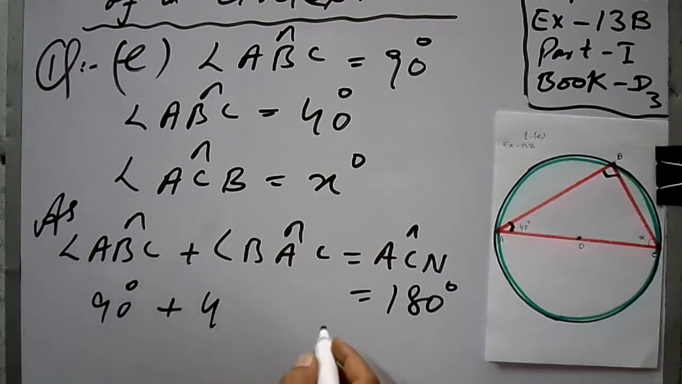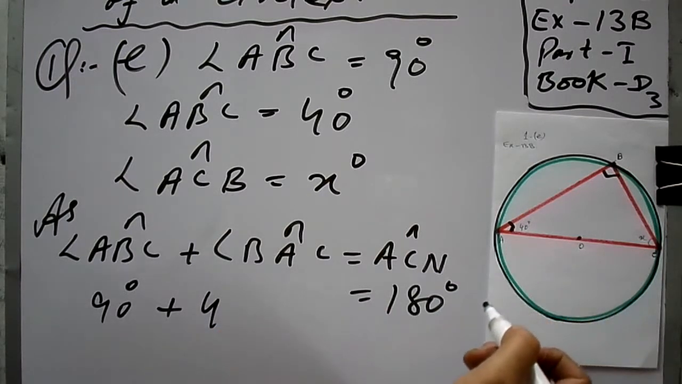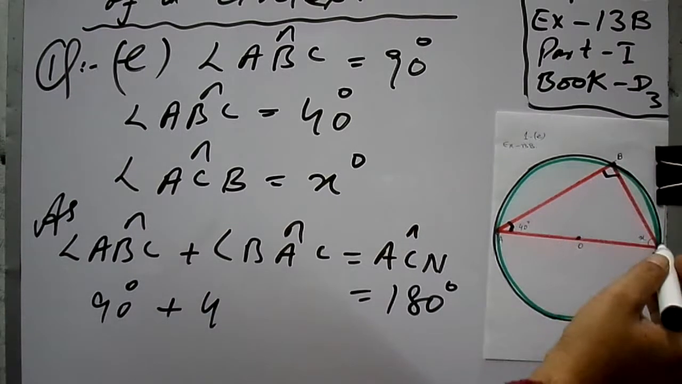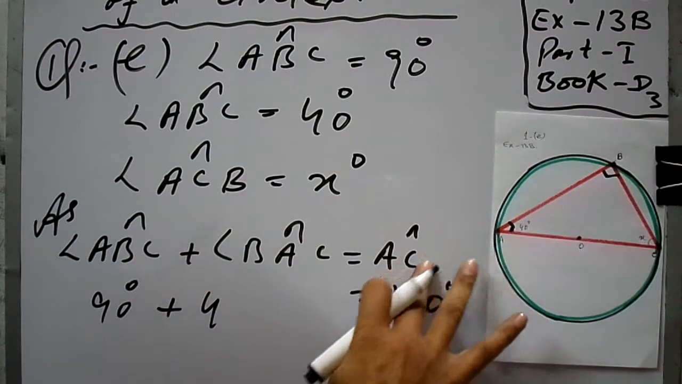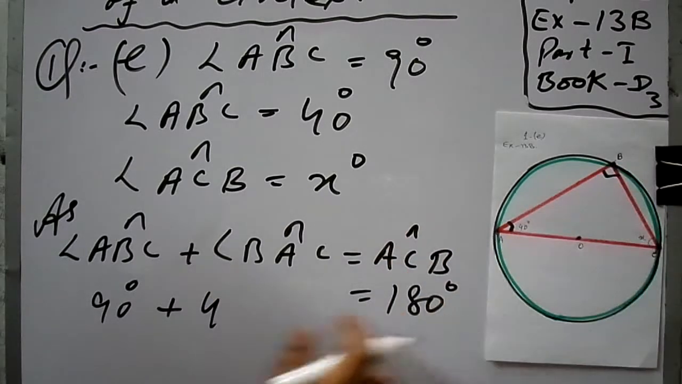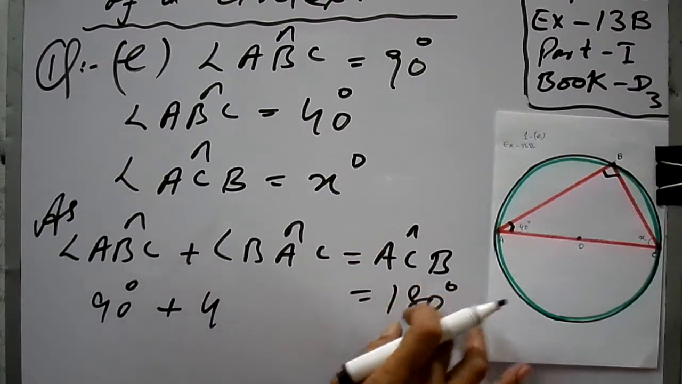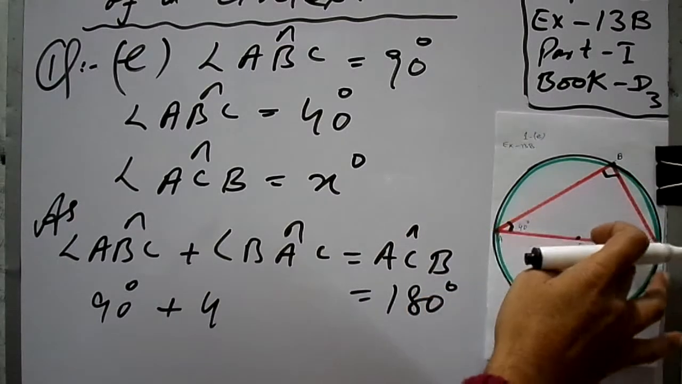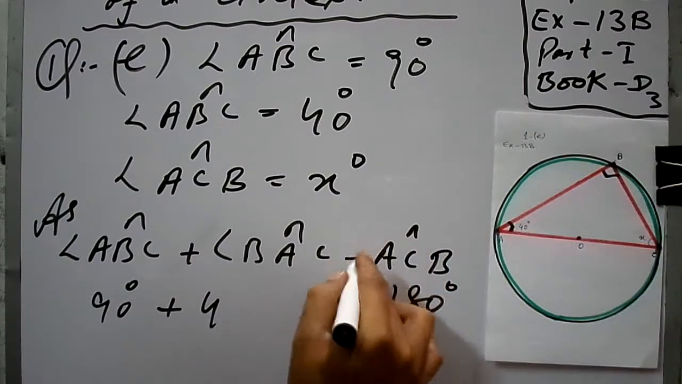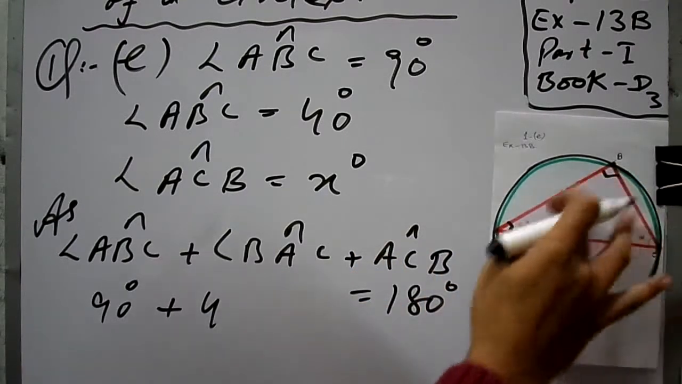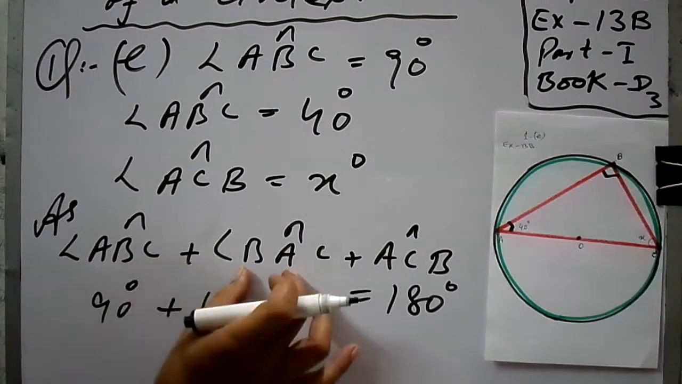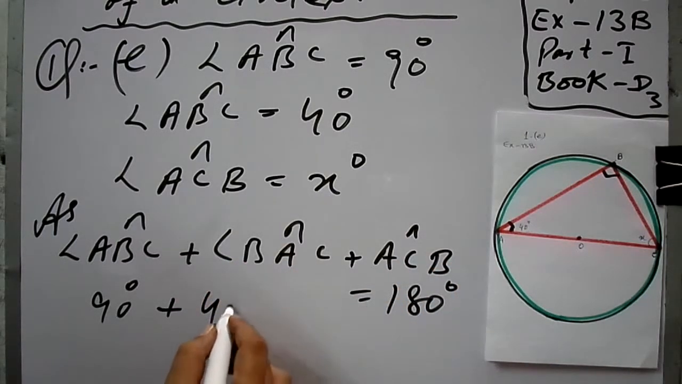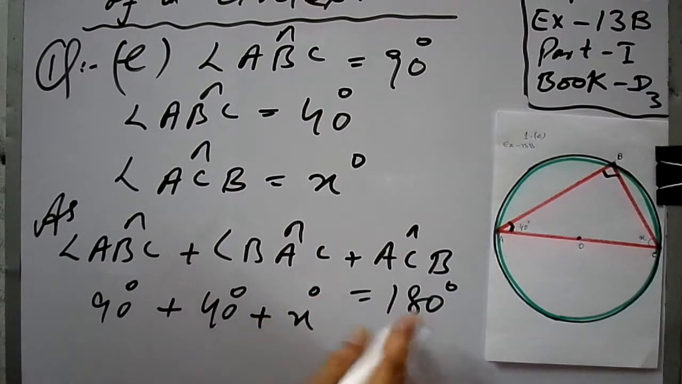Where is the x? That is your ACB. The sum of interior angles is equal to 180. Now you can see that ABC plus BAC plus ACB is equal to 180. So putting the values, what is the value of BAC? That is equal to 40 degrees, plus x is equal to 180.